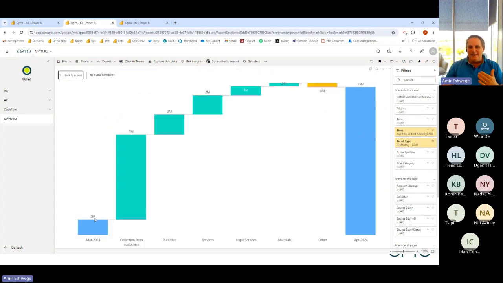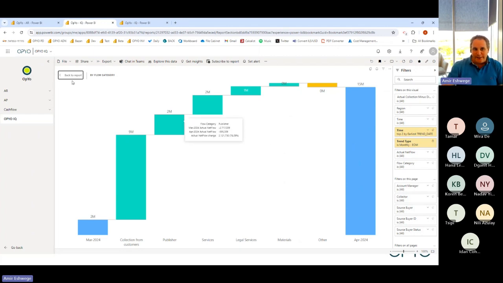So we can see that in this example, we did have an increase in collections. That means we do see that the collection increased, for example, in this case, from 34.4 to $43.3 million. We do see that we paid less to publishers, we paid less to services, and also we paid less on legal services and materials. So this creates the increase in the cash flow between these different periods. So OPYO takes the full analytics of all these two suites, puts them together, and creates a full new layer of analytics explaining things that used to take a long time in a manual activity.